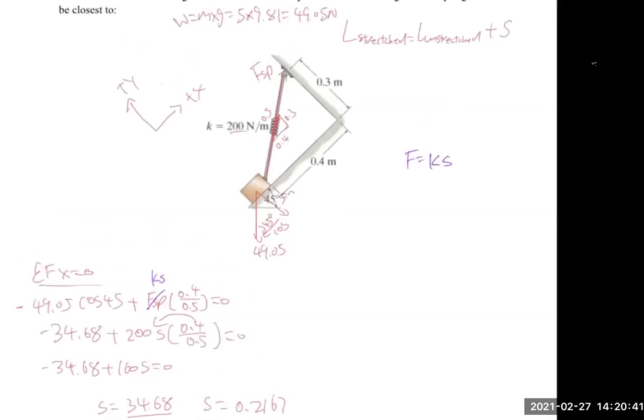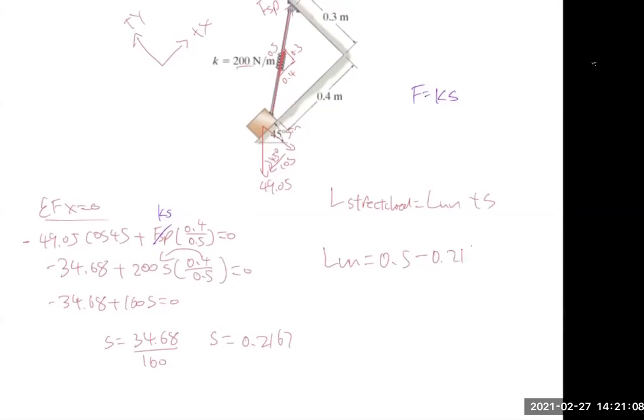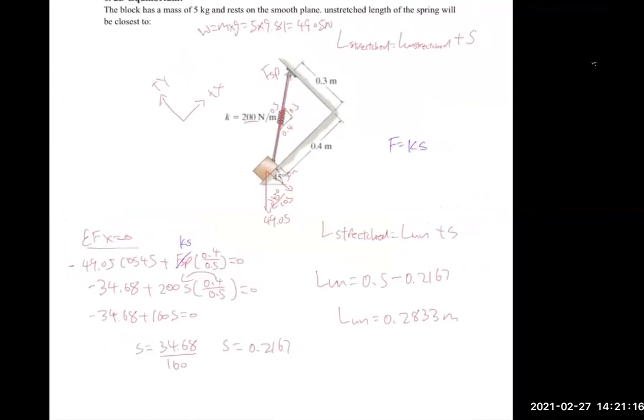And so I found my S, and then I know the L stretch. L stretch equals L unstretch plus S, so L unstretch. So just bring the S over. So L unstretch equals L stretched, which is 0.5, minus the S, which is 0.2167, and L unstretched will be equal to 0.2833 meter. Okay, so guys, this is the final answer.